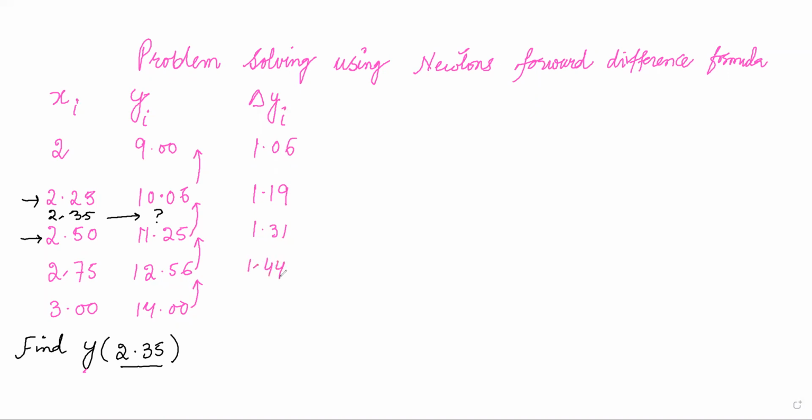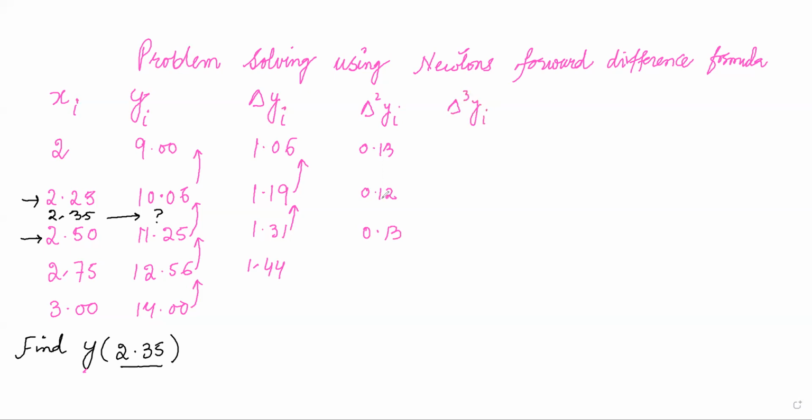Then we'll be taking the second difference, that is delta 2 yi, that is 1.19 minus 1.06, that is 0.13. Then 1.31 minus 1.19, that is 0.12. Then we have 1.44 minus 1.31, that is 0.13 approximately. Then we'll take the third difference, that is delta 3 yi.